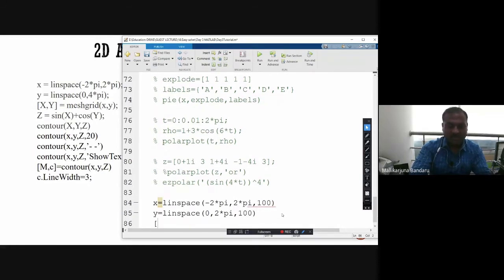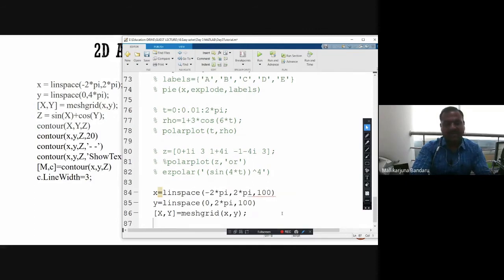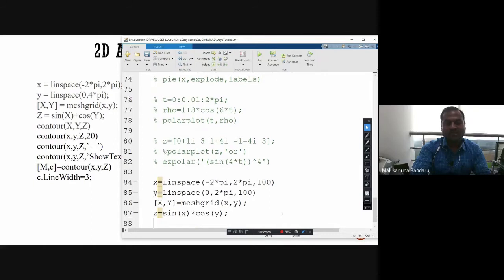Now let us make the grid in between these two. It is meshgrid, small letters. Meshgrid is the syntax to make the grid of x along x and y axis. Now actually the function is suppose sin x into cos y. Now contour of x, y, z. Yes. Something is wrong. Maybe we have to take dot here. Yes. Now it will show the result.